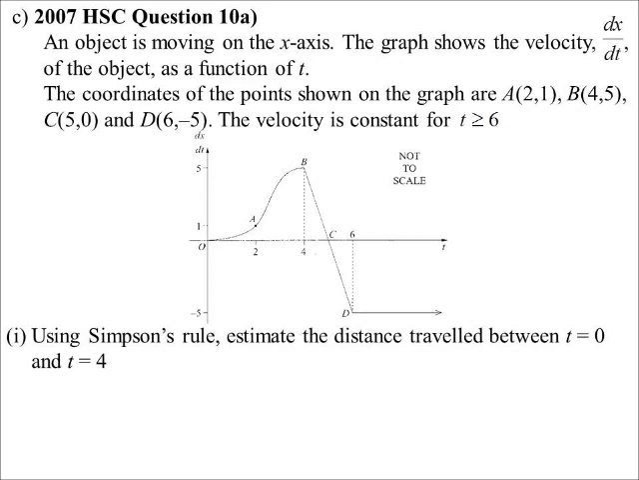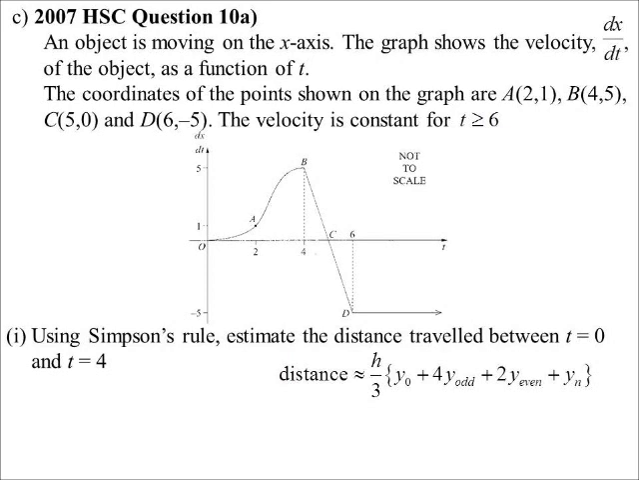Estimate the distance travelled. Because this is a velocity time graph, the distance travelled will be the area. And they're just going from 0 to 4, so it's all above, so we don't have to worry about splitting it up. Okay. Remember, h on 3, the end values, 4 times the odd ones, 2 times the even ones.